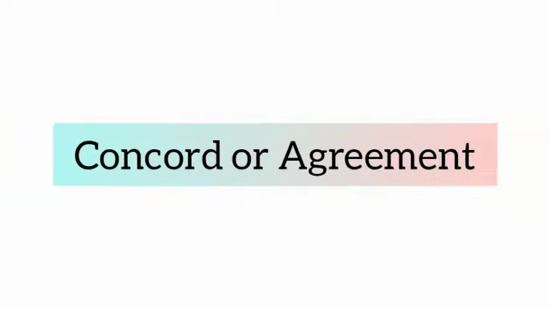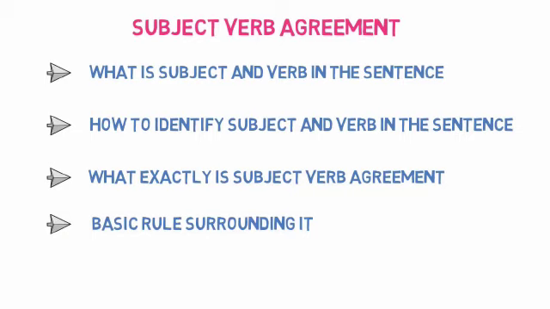So students, before understanding Concord or Subject-Verb Agreement, we will know what is subject and verb in a sentence and how to identify any subject and verb in the sentence. Then we will understand what exactly is subject-verb agreement and we will learn the basic rules surrounding it. So let's begin.